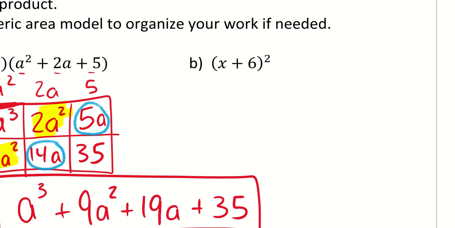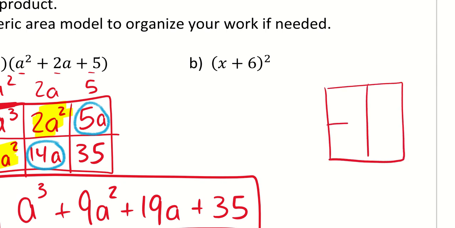And let's go ahead and do 5B, our second to last question on this page. On this one, I'm squaring x plus 6. A common error is just to say the answer is x squared plus 36, but that misses important parts of that product. So again, a generic area model helps me see all of those parts. So I'm going to use the area model.